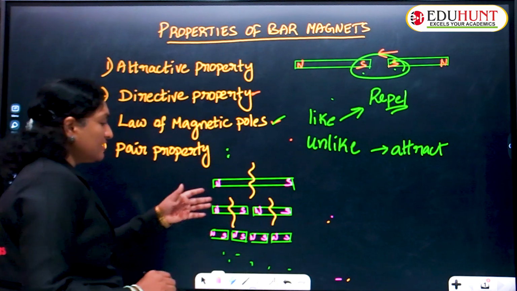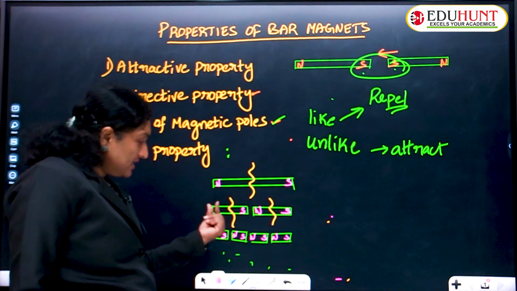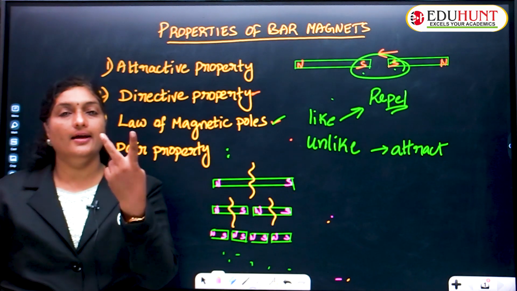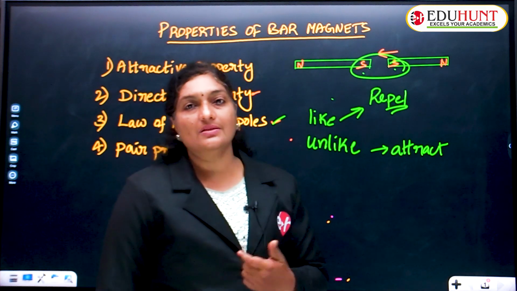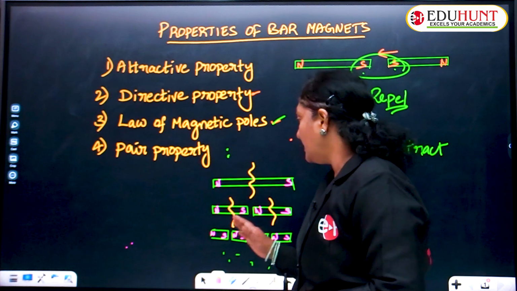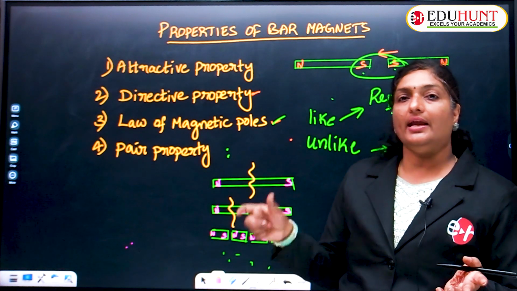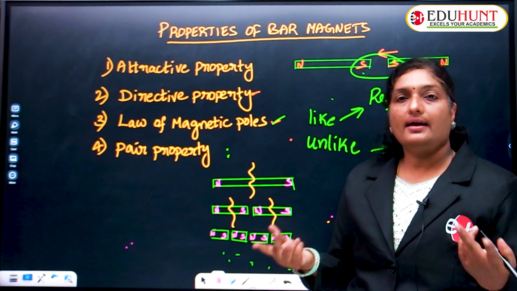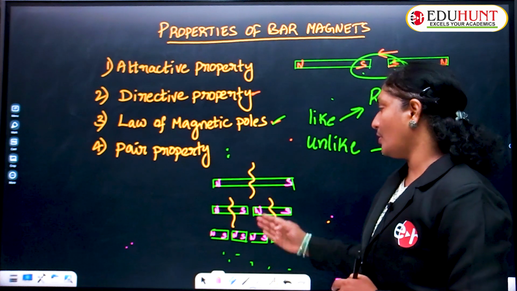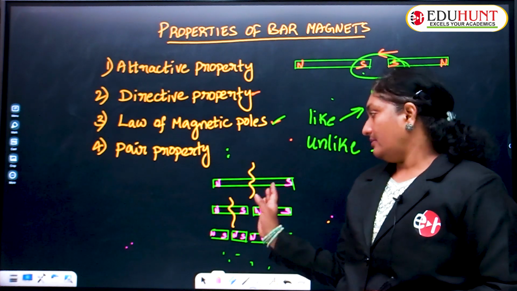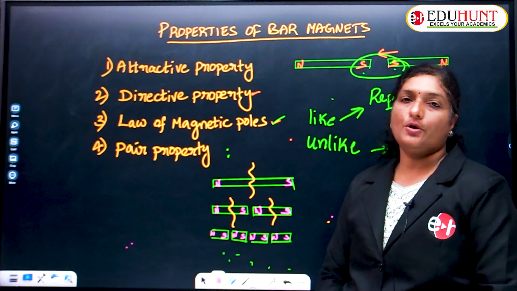When every individual magnet is further divided into a few more pieces, each and every piece will contain two poles, again a north pole and a south pole. So with this we can conclude that whenever a bar magnet is broken into pieces, each and every individual magnet will contain two poles. One is the north pole, the other is the south pole. This property of always having a pair of poles is called the pair property.